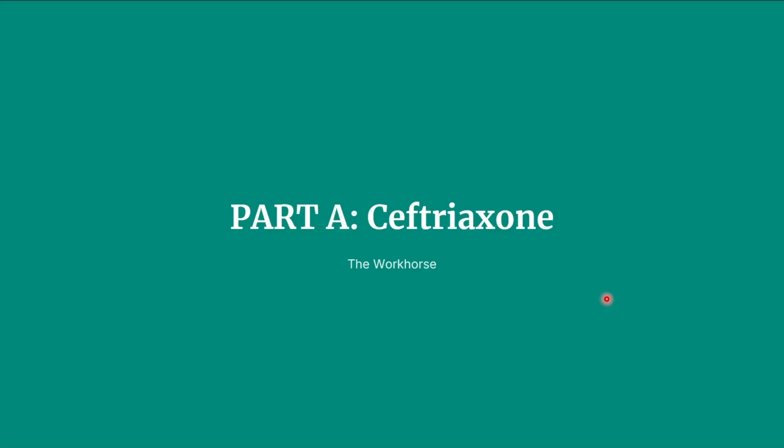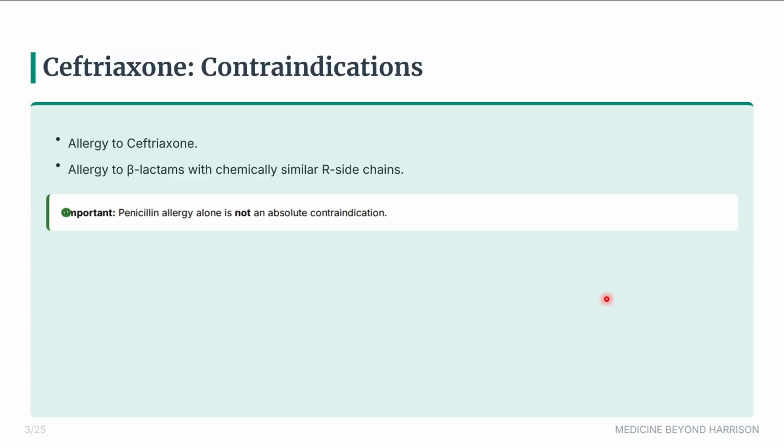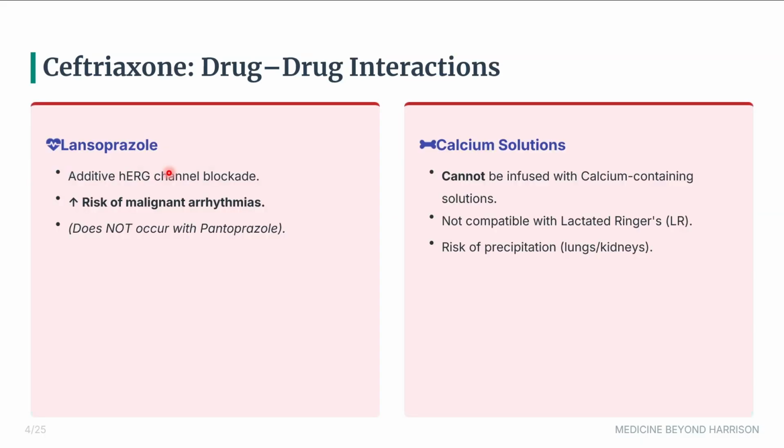The most important workhorse antibiotic drug that a physician needs to know is ceftriaxone. It's a very old antibiotic, but still relevant today in this modern era of antibiotics. So we'll discuss this. Contraindications: only a few are there, when the patient is allergic to ceftriaxone and allergic to beta-lactams with chemically similar R side chains. So penicillin allergy alone is not an absolute contraindication for ceftriaxone therapy.